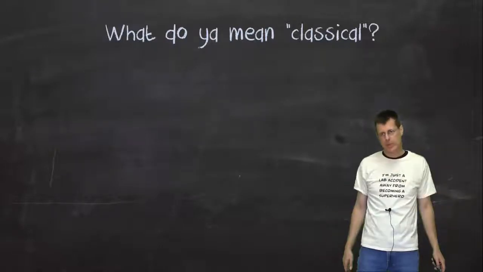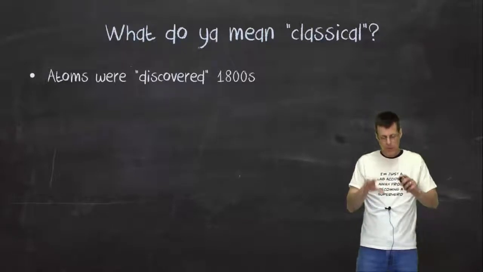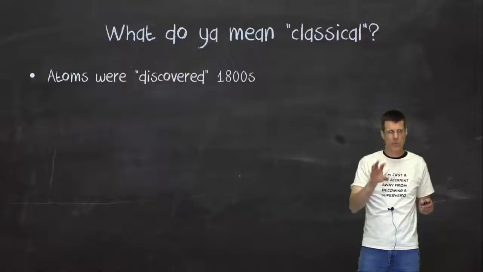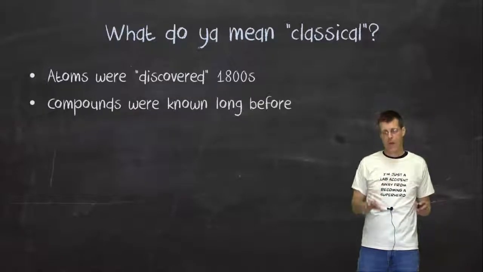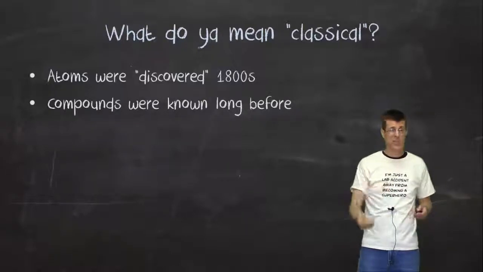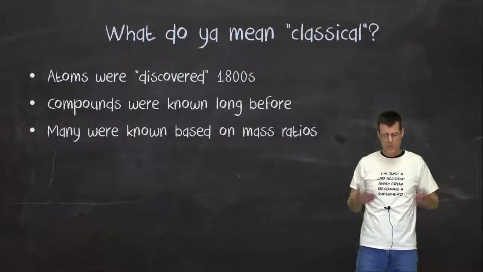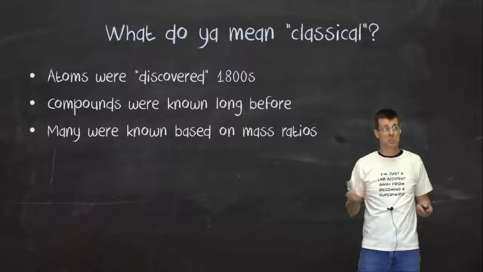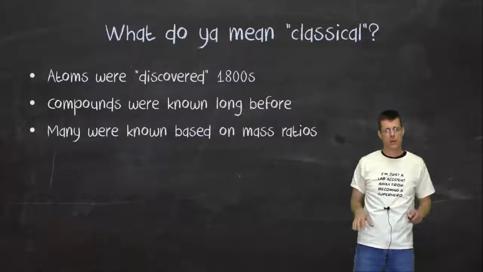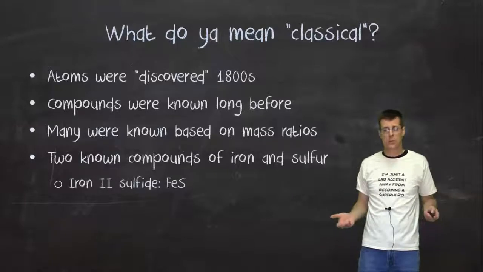Okay, what do I mean by classical? If you think about the history, we started to understand atoms around the 1800s. That was when we had the first atomic theory, John Dalton. Before that, though, we discovered and identified compounds and elements. A lot of those compounds we started to understand based on mass ratios. We didn't know how many atoms there were, but we knew how the masses compared between the different elements. For example, in the case of iron and sulfur, we knew that there were 2 possible compounds.